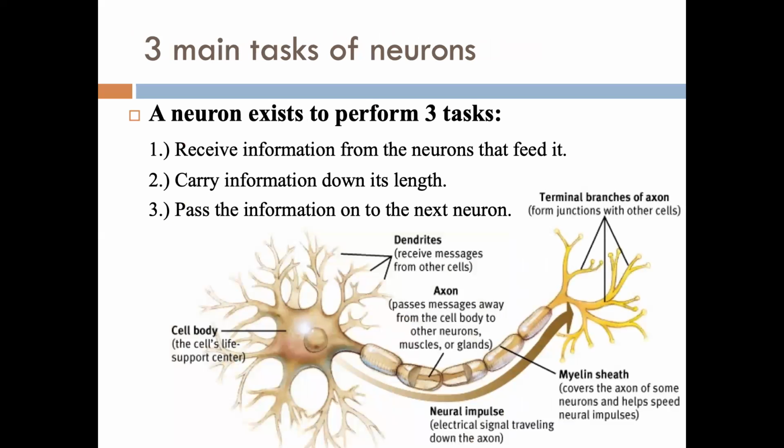3 main tasks of the neurons. Number 1, receive information from the neurons that feed it. Through the dendrites, we'll talk about how this is all working and how this information is passed from one neuron through the neuron to another. With action potential, we'll talk about resting potential, the refractory period, and how this all-or-nothing principle occurs. Once that information is sent, it's sent.